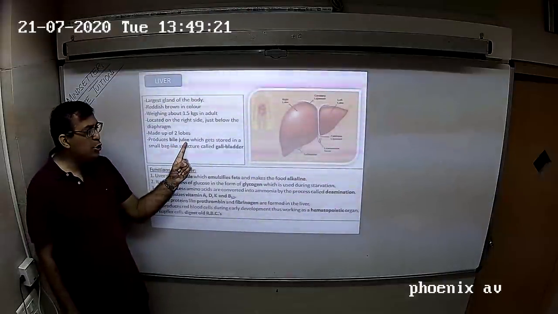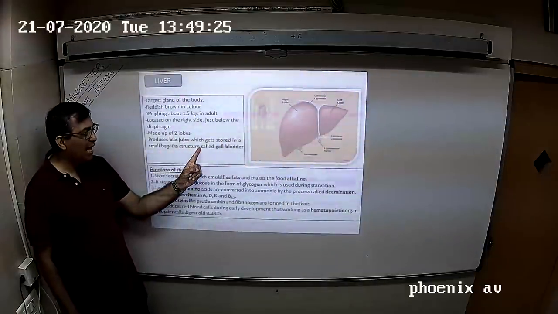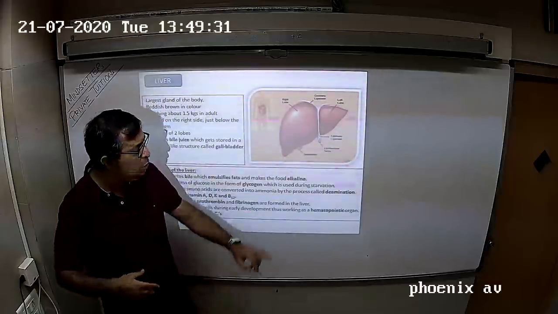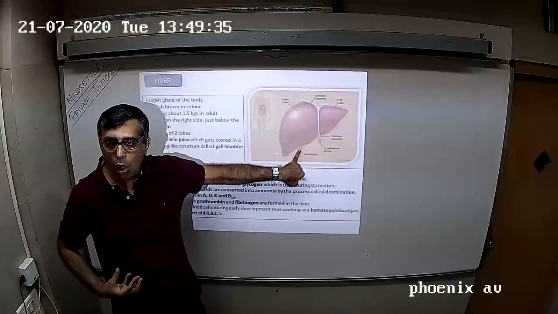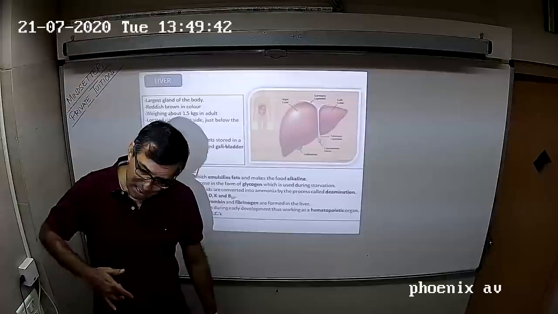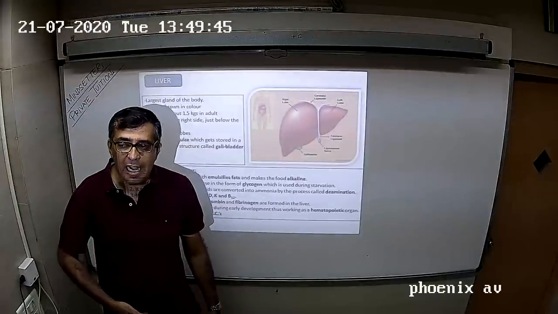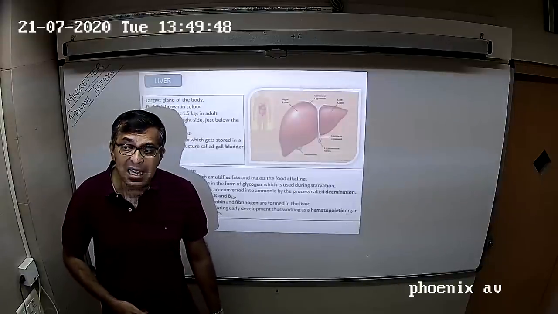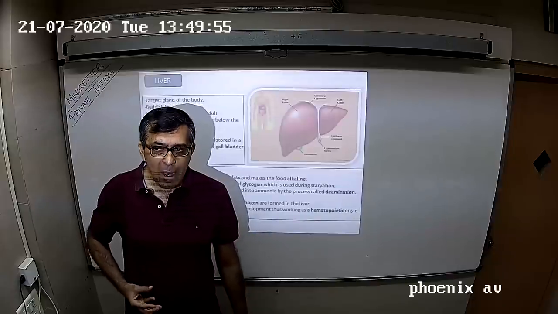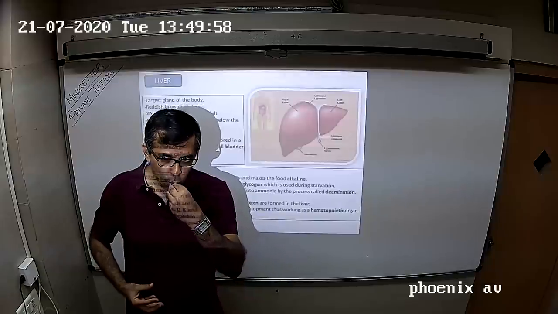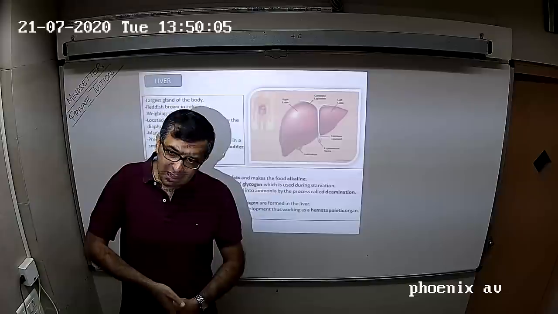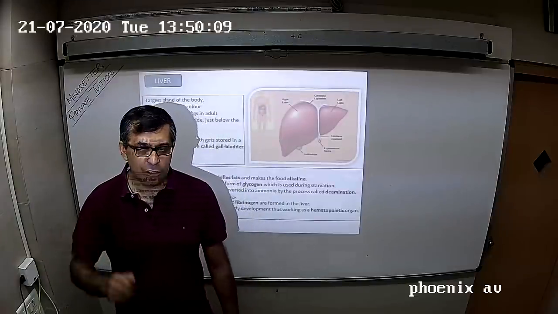Liver produces bile juice which gets stored in a small bag-like structure called the gallbladder. Liver se banta hai bile and bile goes into the gallbladder aur gallbladder mein bile store ho jata hai. And the gallbladder contracts and bile is then given from the gallbladder into the intestine where bile will help in digestion of food. So who produces bile? The liver. But who stores the bile? Gallbladder. And when we eat food and food enters your small intestine, gallbladder will contract and bile will then enter the small intestine and help in digestion of food.